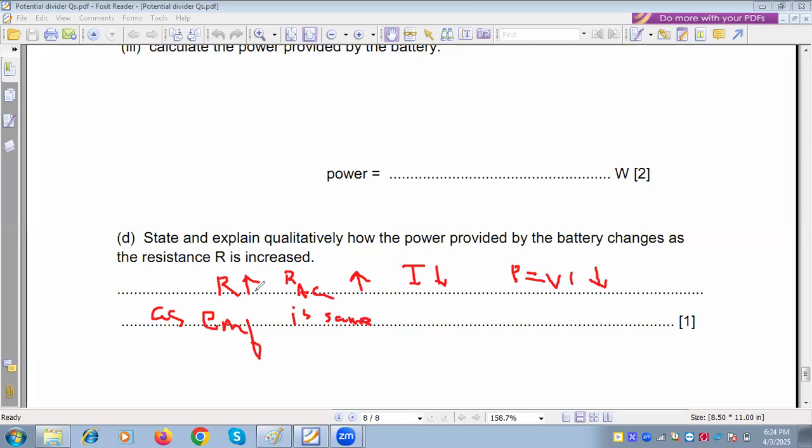So that's all. We have discussed three questions related to the use of potential divider circuit.